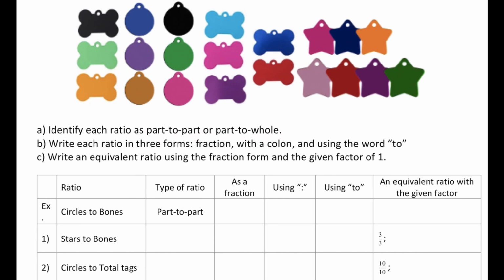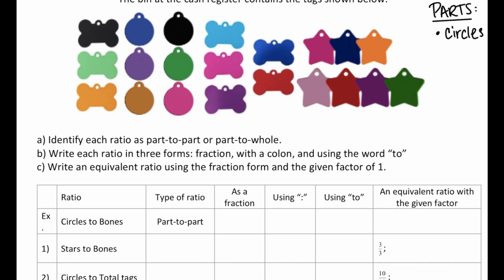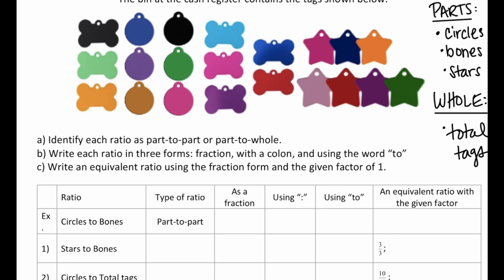All right, so our directions say to first identify each ratio as part to part or part to whole. Well, what does that mean? Whenever you have different quantities, sometimes those quantities will represent part of the total, and sometimes they'll represent the whole total. In this case, our parts would be the number of circle tags, the number of tags that are bones, and the number of tags that are stars. But then what would our wholes represent? That would be the number of total tags in the bin. Then after we identify that, we have to write each ratio in three forms: as a fraction, with the colon, and using the word to. Then we're going to write an equivalent ratio using the fraction form and the given factor of 1.